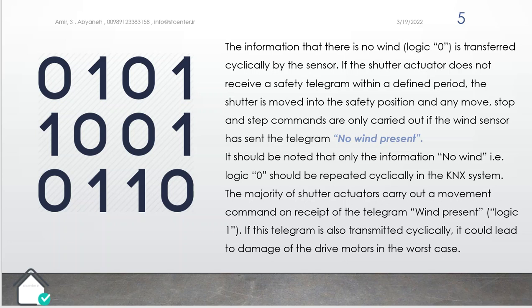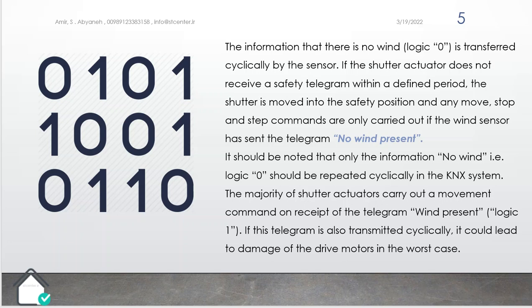It should be noted that only the information no wind, logic 0, should be repeated cyclically in KNX systems. The majority of shutter actuators carry out a movement command on receipt of the telegram wind present, logic 1. If this telegram is also transmitted cyclically, it could lead to damage of the drive motors in the worst case. So it is important that we take care of the data coming from the sensor.